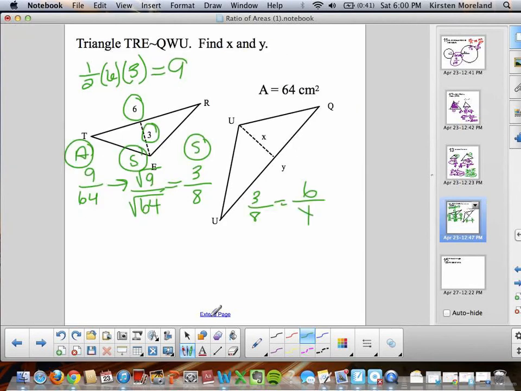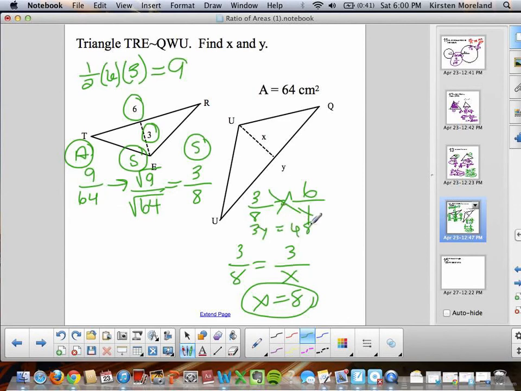And I also am going to set up another one. 3 over 8 equals 3 over x. Now this one's easy because you can quickly see that x must equal 8 in order for those proportions to be equal. Y takes a little bit of work. We get 3y equals 48. Divided by 3, y is going to then equal 16. And again, always check to make sure it makes sense. 8 is bigger than 3, so that's the bigger triangle. 16 is bigger than 6, that's the bigger triangle, so it makes sense.